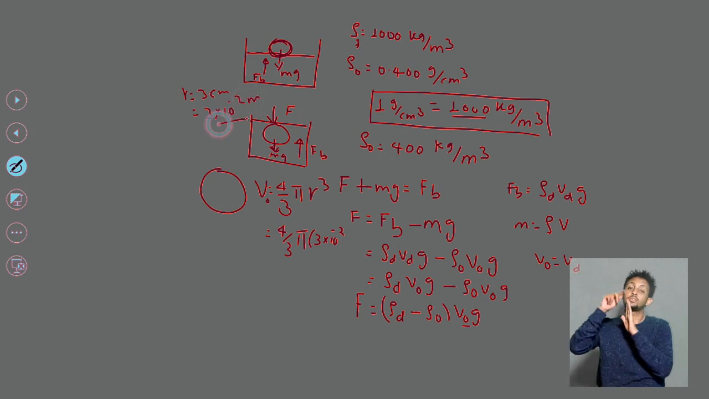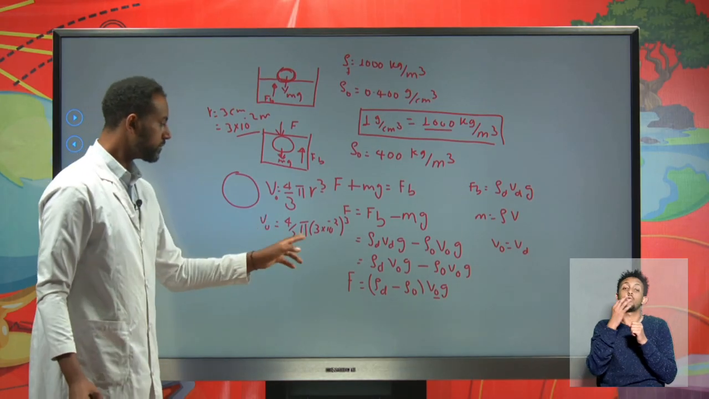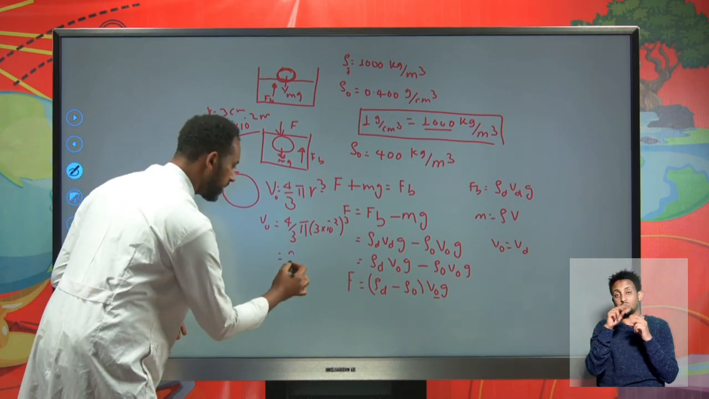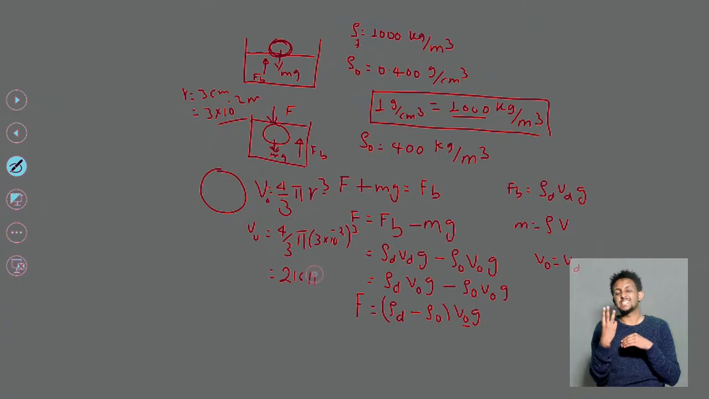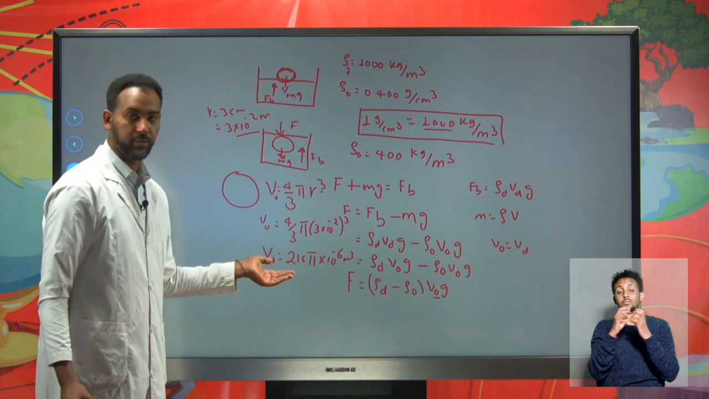meter. When you convert it into meters, it is 3 times 10 to the power of minus 2 meter, the whole cubed. So that you can find the volume of the object. If you multiply this, you can cancel and get 216 pi times 10 to the power of minus 6 meter cubed. This is the volume of the object. This is the volume of the tennis ball.